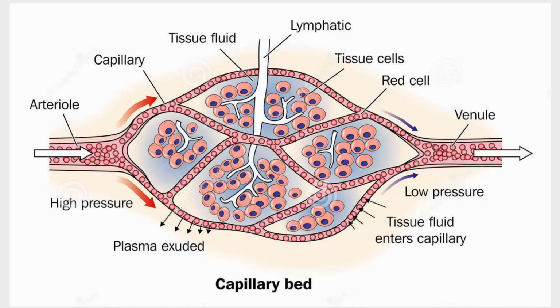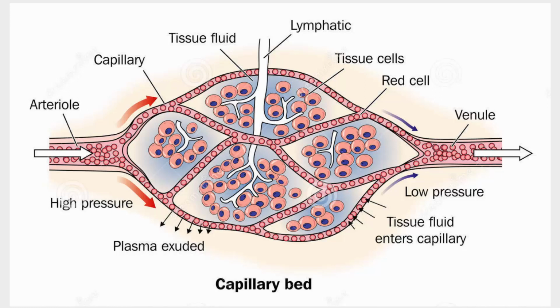Here's just another diagram of a capillary bed. This could be supplying muscle or the brain or any other tissue. So blood coming in, it's under higher pressure from the arteries. Forms these very narrow capillaries. In the capillaries, the blood cells basically have to move single file. That's how narrow they are.